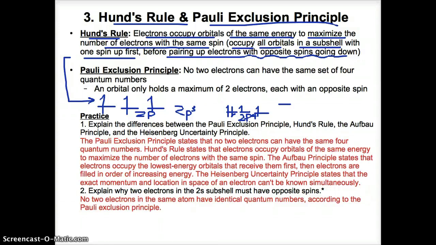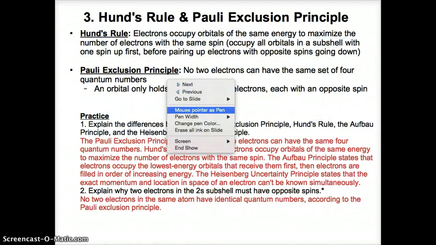All right, so if you did the d orbitals, for example 3d5, you would have to put everything spin up before you did anything else, because you always want to fill as many orbitals of the same energy with the same spin going up. Only in the case of 3d6 would you start pairing up. Okay, so that's the idea of Hund's rule.